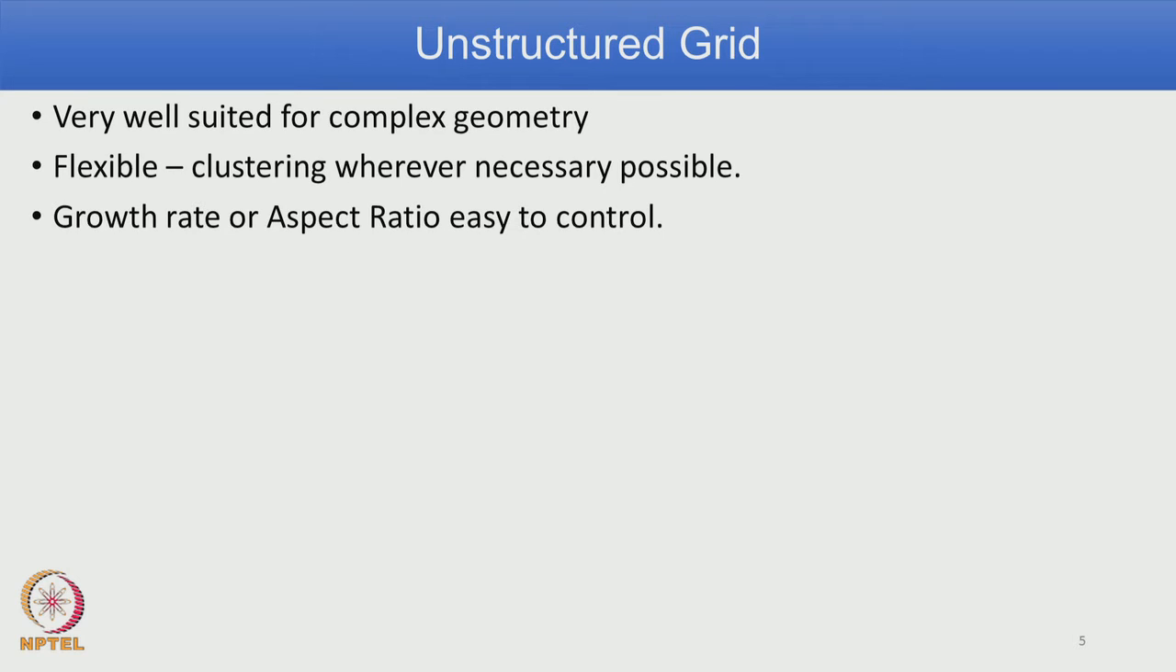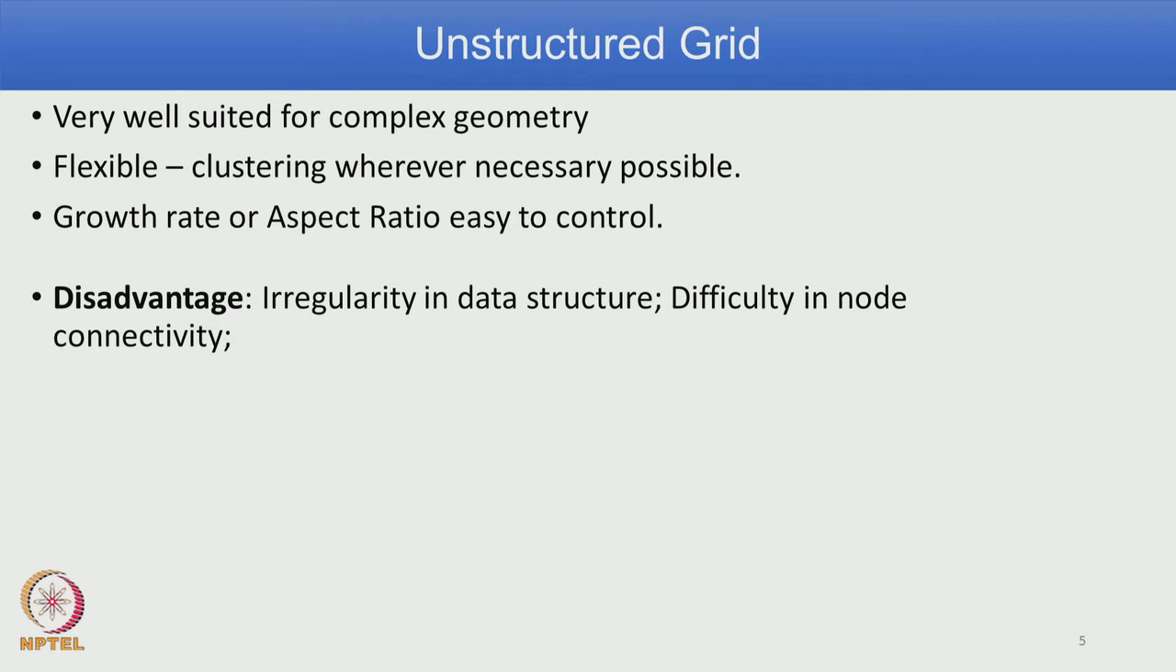We also observed there is flexibility in terms of clustering. Wherever there is a geometry change, or a flow condition change, or a gradient, you want to have a fine mesh. Elsewhere, where the flow is steady and there is no geometry change, you do not need a fine mesh. Such flexibility is possible. It is also possible, even within the fine mesh, to adjust the growth rate or aspect ratio.